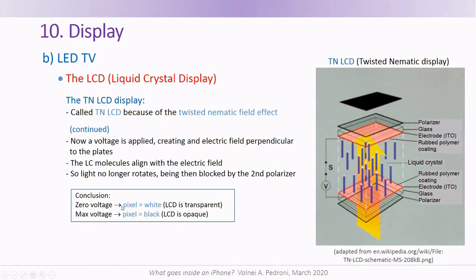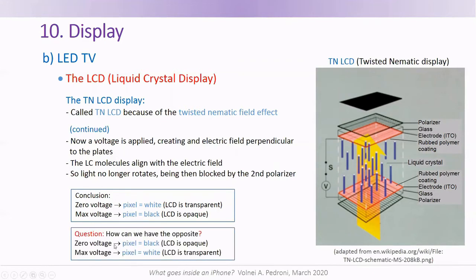In summary, with zero voltage, the pixel looks white because the backlight comes out, while with maximum voltage, it looks black. Question, can we have the opposite? That is, with zero voltage to have the pixel look black, and with maximum voltage to have it look white? I leave that to you.